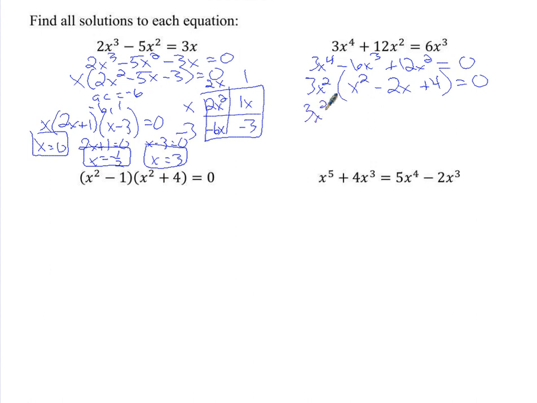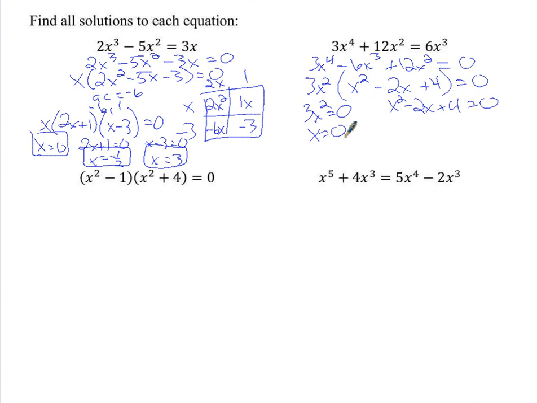We have 3x squared equals 0, and we have x squared minus 2x plus 4 equals 0. Well, let's talk about this right here. What do we get? x equals 0 is the solution here. Incidentally, its multiplicity would be 2. If I divide both sides by 3, I wind up with x squared equals 0. x squared is the same as x times x equals 0. Zero product property on that gives me x equals 0, x equals 0.